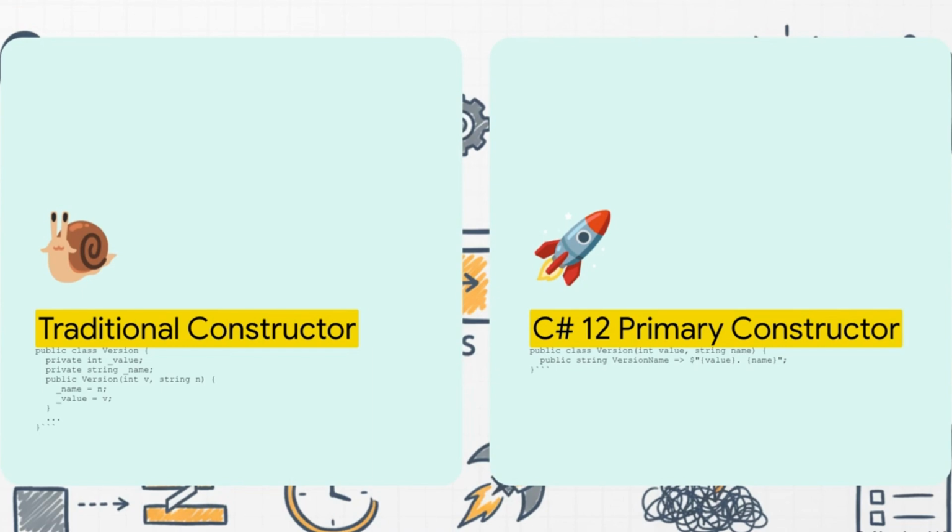And boom, here it is, the main event. Just look at the difference. On the left, our old, clunky version class. On the right, the sleek C# 12 version. The parameters, int value, string name, are now right inside the class signature. The private fields, the whole constructor body, it's all just gone. And check this out. The version name property can now use value and name directly. It's just so incredibly clean.